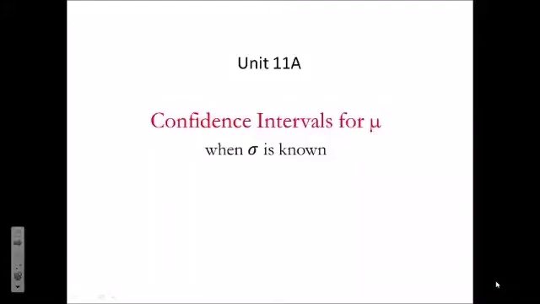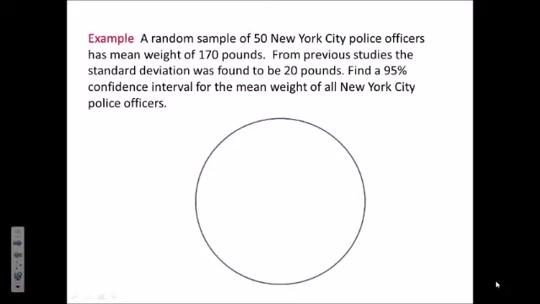Unit 11A, confidence intervals for mu when sigma is known. Here's an example. A random sample of 50 New York City police officers has mean weight of 170 pounds. From previous studies, the standard deviation was found to be 20 pounds. Find a 95% confidence interval for the mean weight of all New York City police officers.